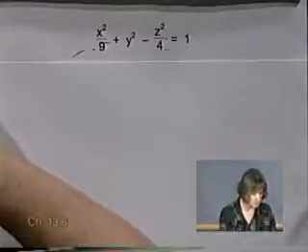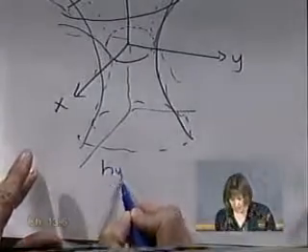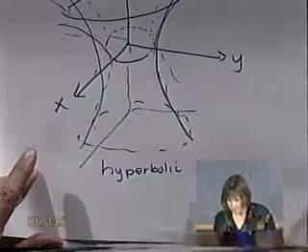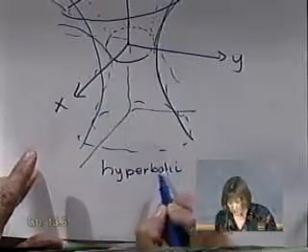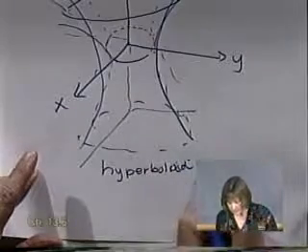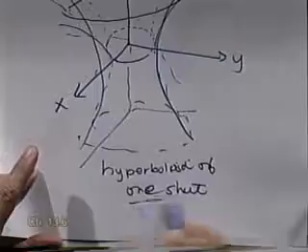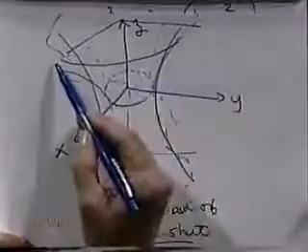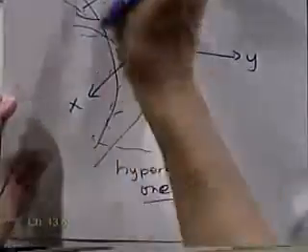By the way, this is called a hyperboloid of one sheet. As you can see, when I cut it, I have hyperbolas in various directions. But as I cut it this way, I'm getting ellipses. It's one sheet because it's going up as one sheet.